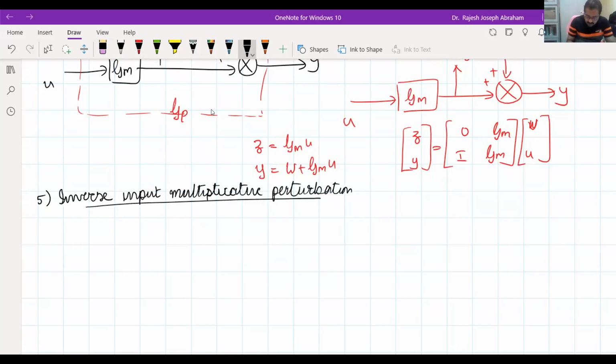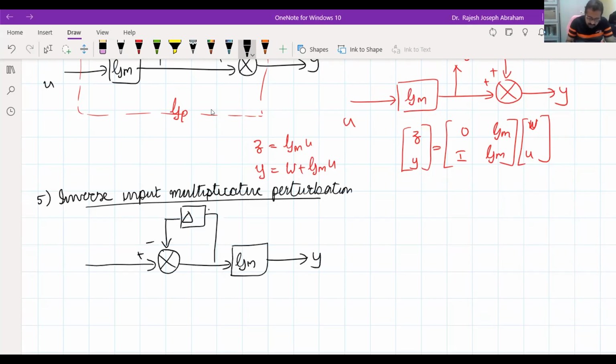So that means this will be the configuration. Here is our summing point. This is GM. This is Y. This is plus minus U. Okay. So this will be our perturbed plant G. What do you mean by perturbed plant? Perturbed plant means the nominal plant model plus the deviations or the perturbations. GM is the nominal plant model, and here the perturbation appears as an inverse input multiplicative factor.